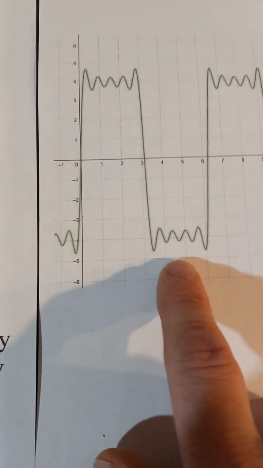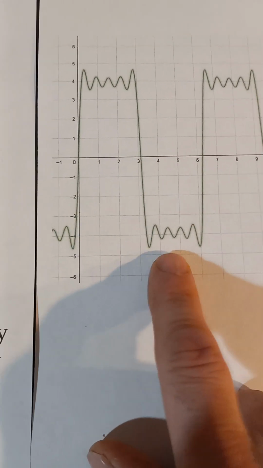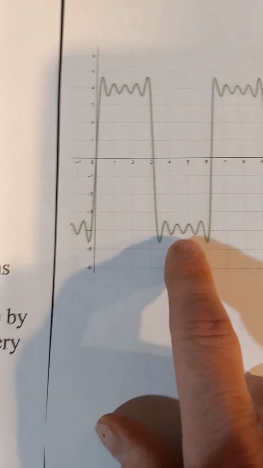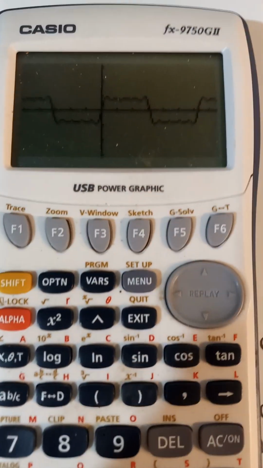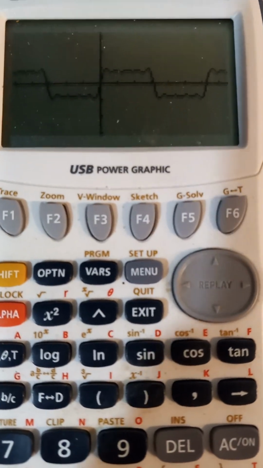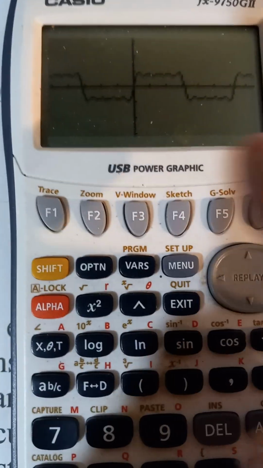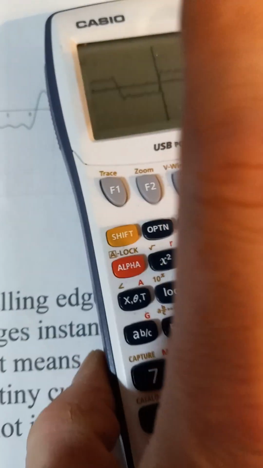So eventually, if you keep adding these odd numbers, these things get straighter and straighter. It'll never get completely straight. I put it on my graphing calculator here, up to 9x. So you can see, it'll eventually get almost straight, but it'll never get straight.